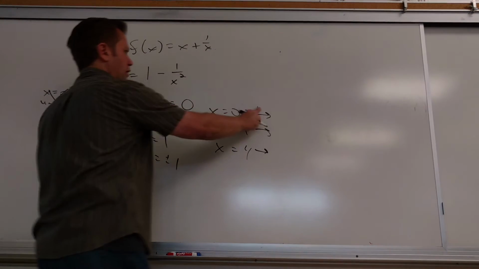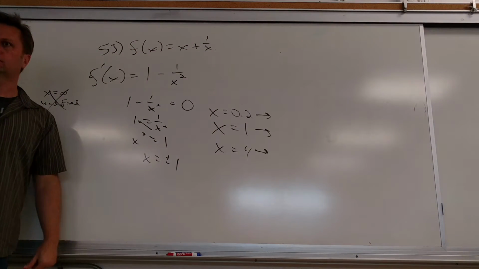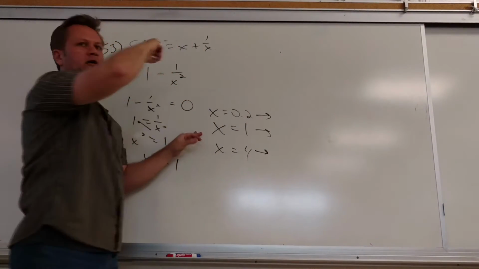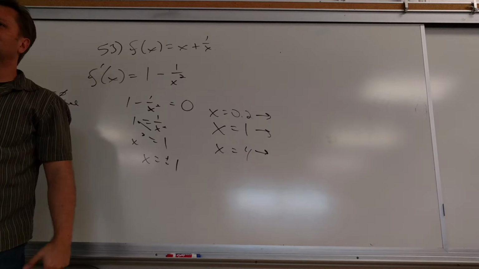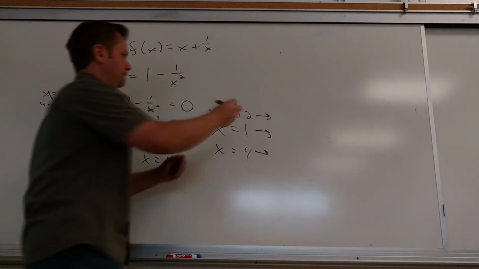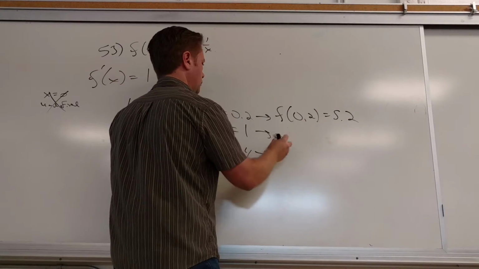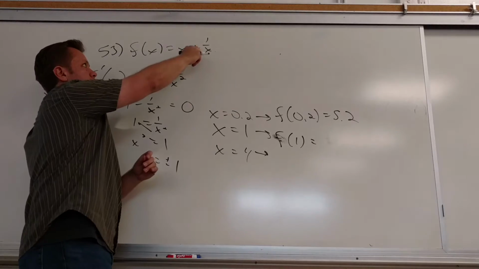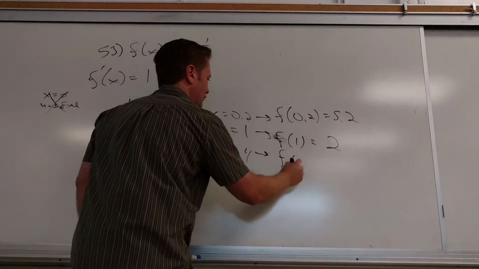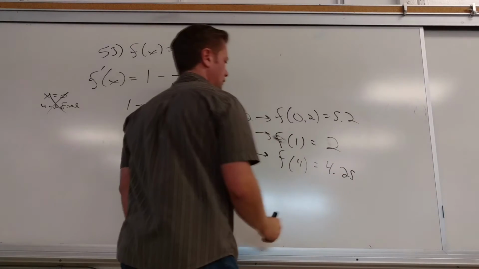So when you plug in 0.2, where am I going to plug it in? The original function. Yeah, I've got to know what the value is. So when I plug 0.2 in there, which is 2/10, 1/5, I get 1/5 plus 5. If you want to do it that way, or just plug it in the calculator. Either way you do it, you get 5.2. Here I get, what's f of 1? 1 plus 1. That's crazy. Wow, we got it all back. And what's f of 4? 4.25.